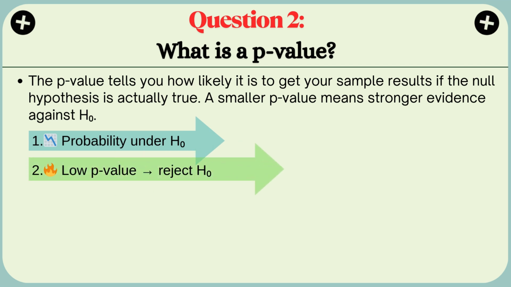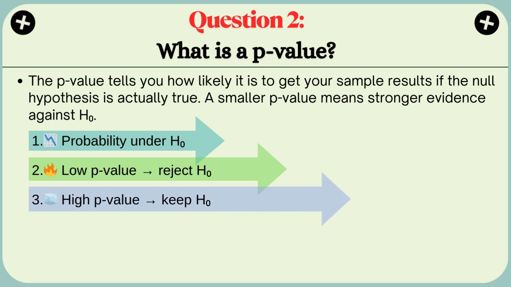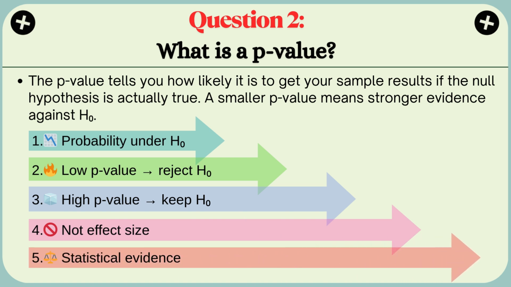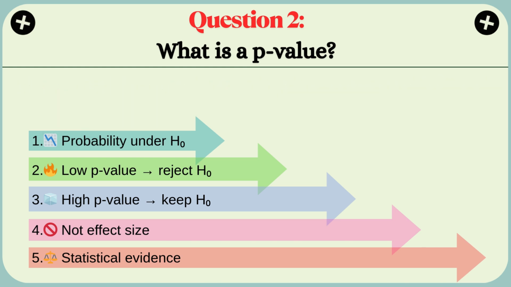Low p-value, reject H0: a value below 0.05 typically leads to rejecting H0. High p-value, keep H0: suggests the observed result could be due to chance. Note: p-value doesn't measure how large or important the effect is. Statistical evidence: acts as the main metric in hypothesis testing.